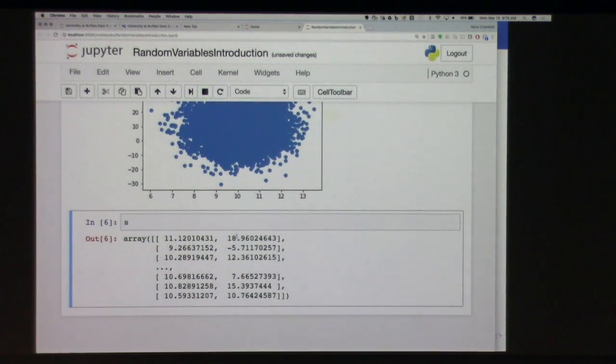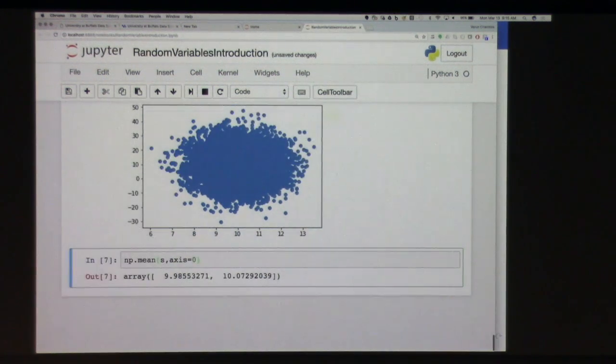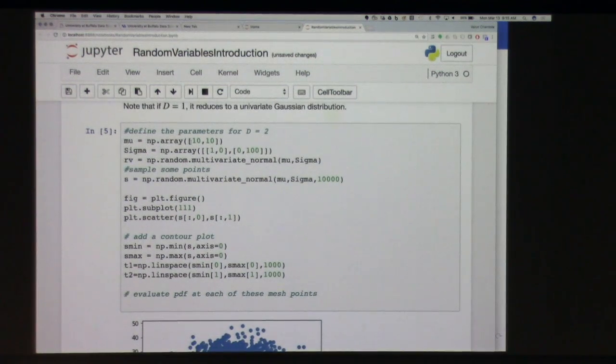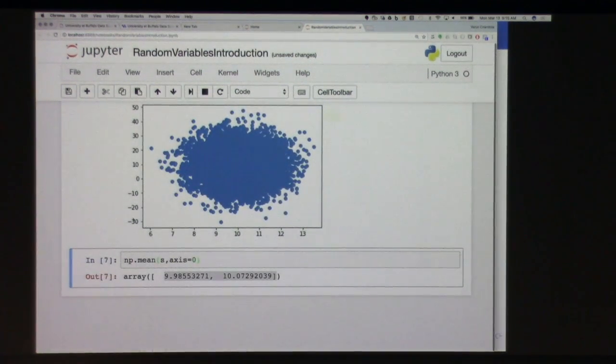So each example is a two-dimensional random instance, right? So if I just compute the mean of S, this is the MLE, all right? And what you see is this is pretty close to what the actual value was, right? And then I can also compute the covariance and look.